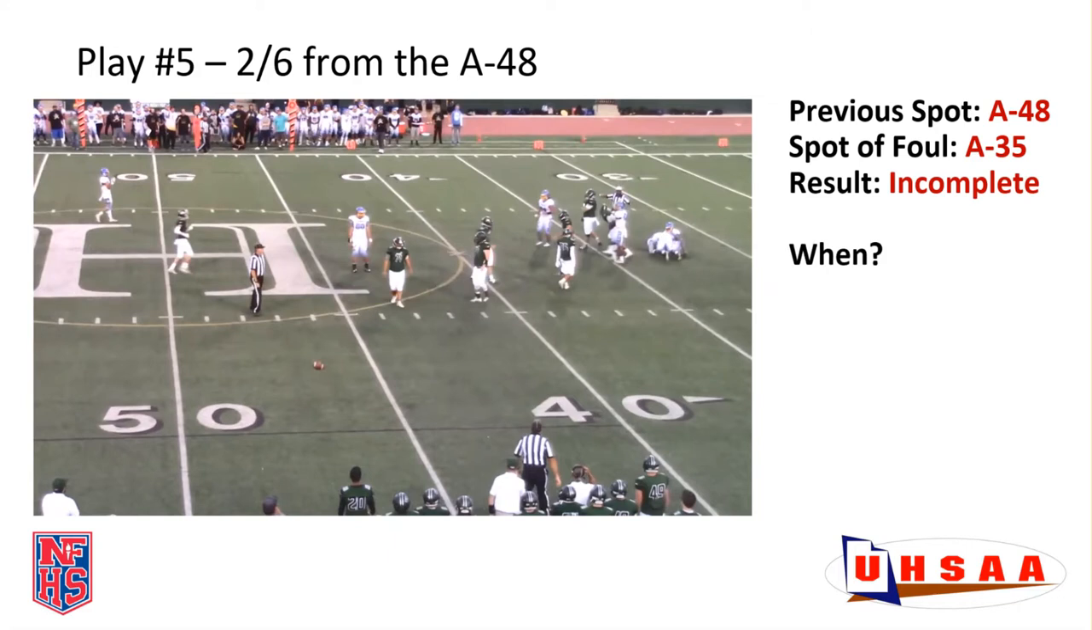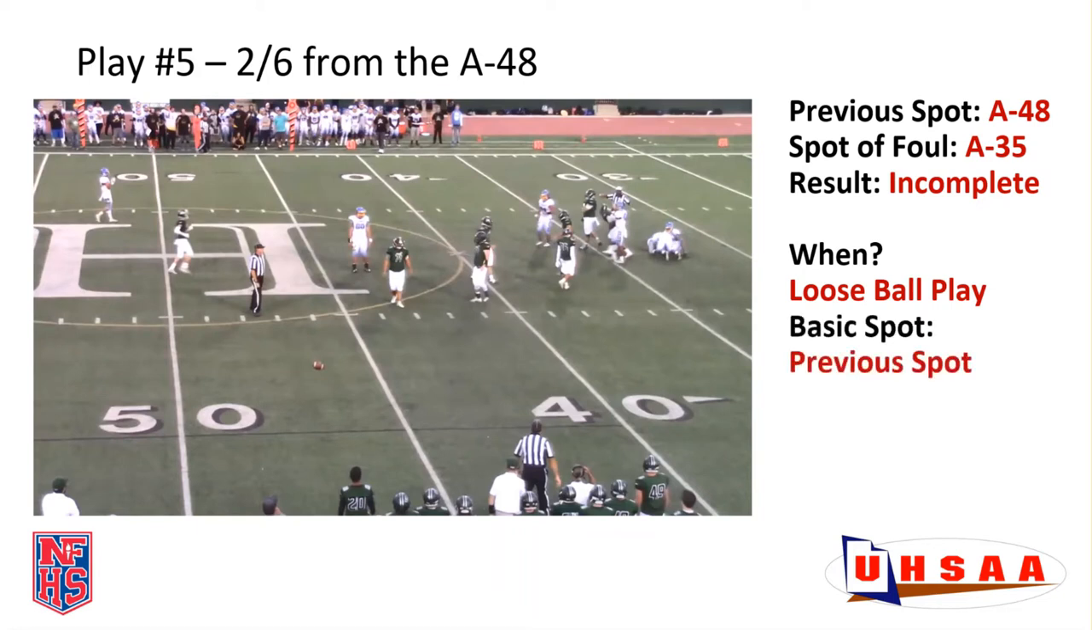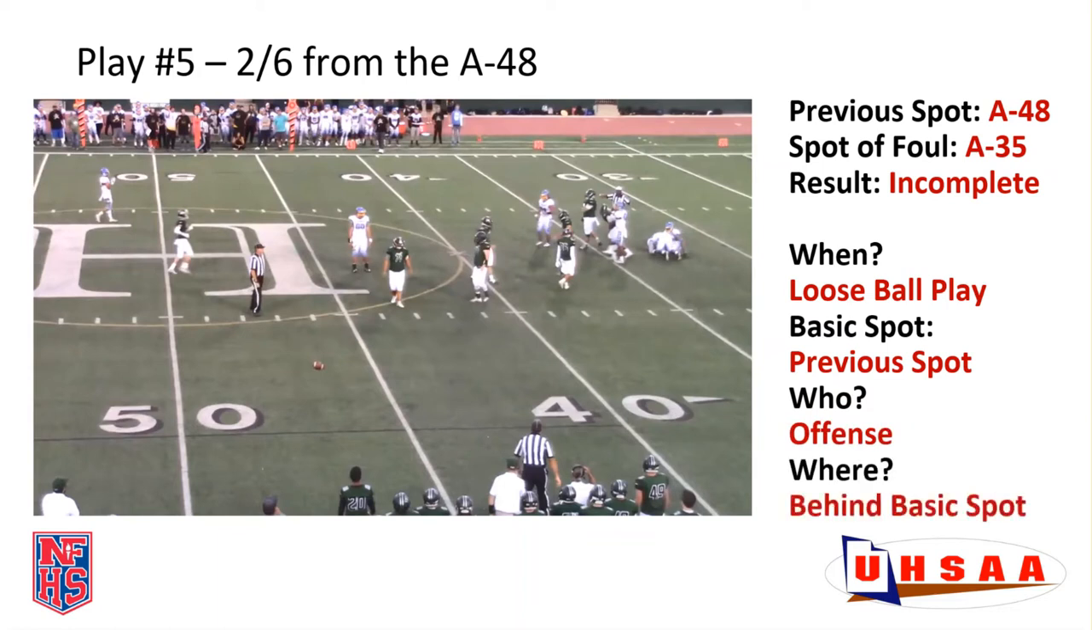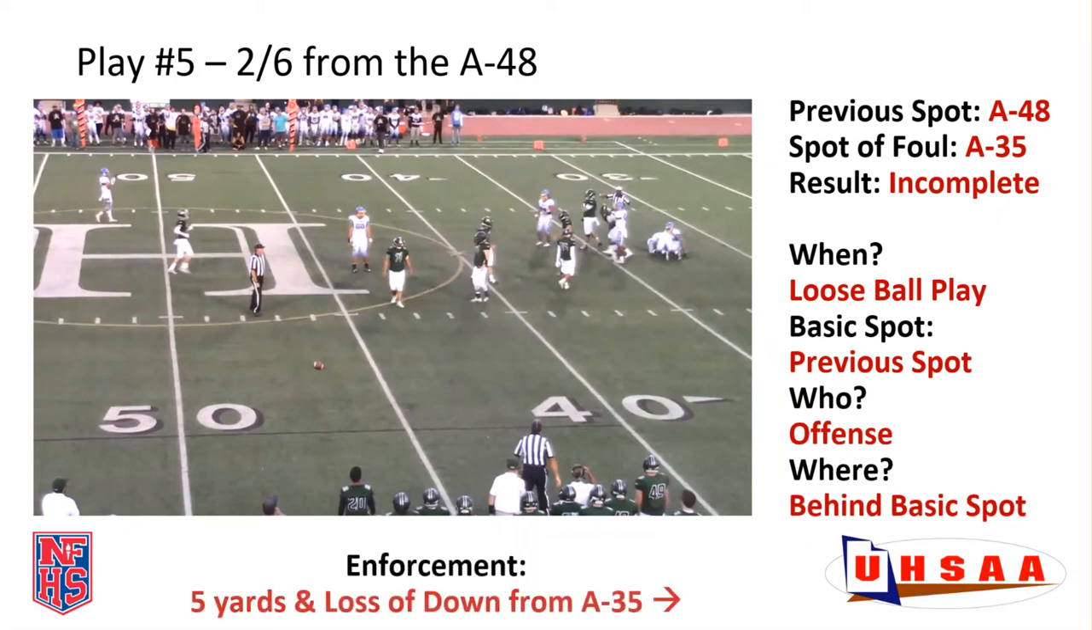So when did this foul occur? This is a loose ball play because the foul occurred as a result of this pass. The basic spot will be the previous spot at the 43-yard line, or 48-yard line, I'm sorry. Previous spot is the 48-yard line. Who commits the foul? The offense does. Where was this foul committed? Well behind the basic spot at the 35. So our enforcement, 5 yards and loss of down from the A35.